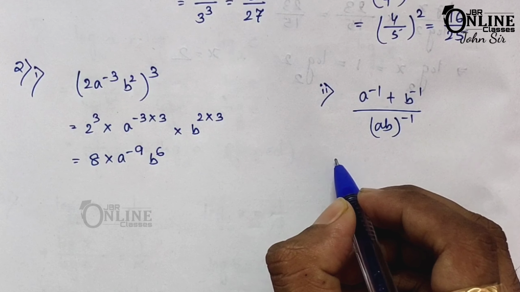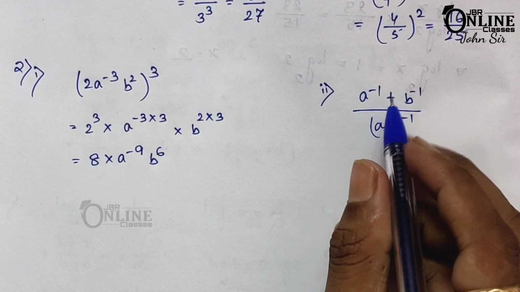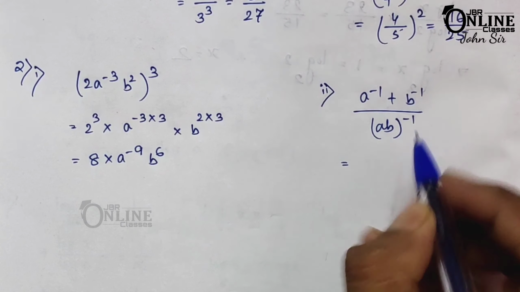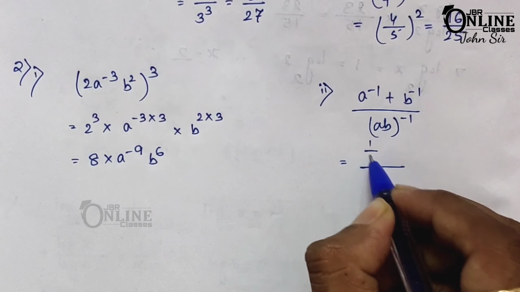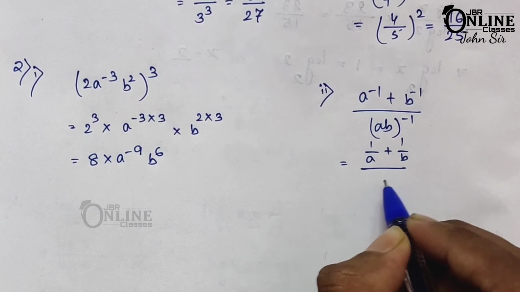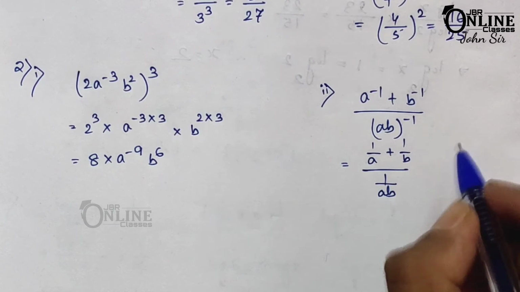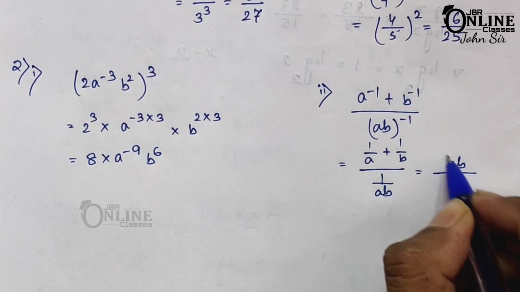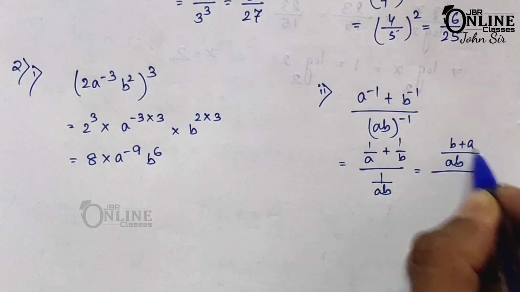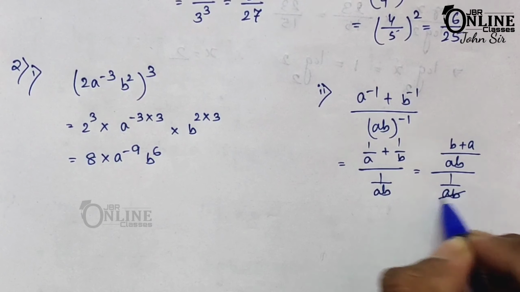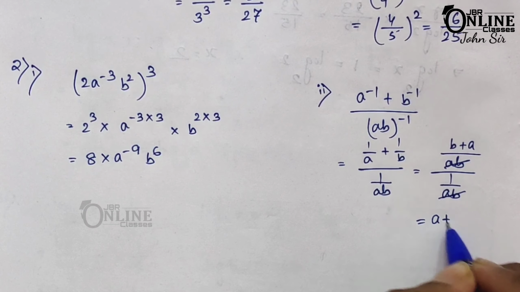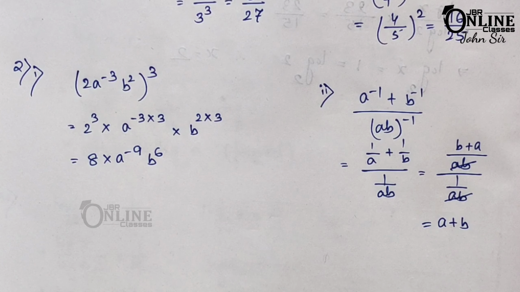Here in 2, a to the power minus 1 plus b to the power minus 1, it will be ab to the power minus 1. A to the power minus 1 means 1 by a, here 1 by b, and here 1 by ab. So here the LCM will be ab and the upper one will be b plus a, here 1 by ab. So ab cancel out, so the final answer is a plus b or b plus a.